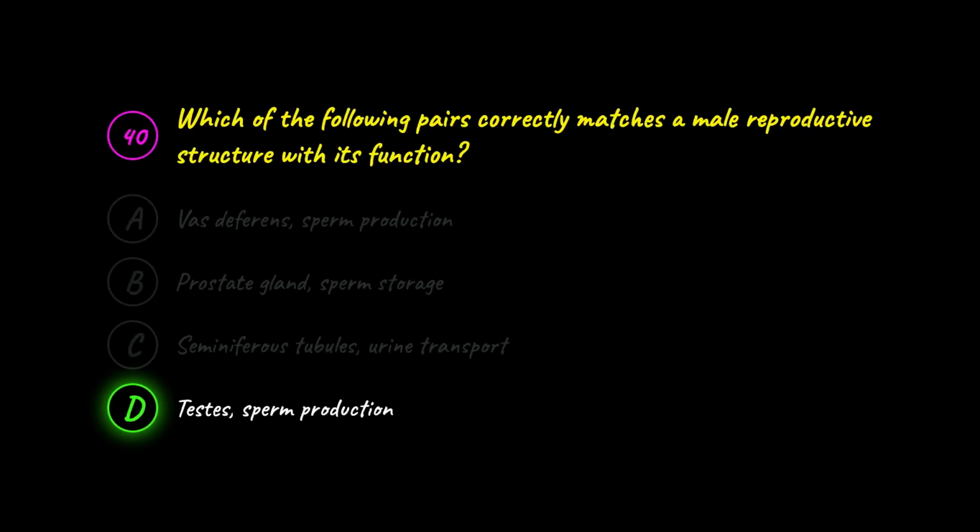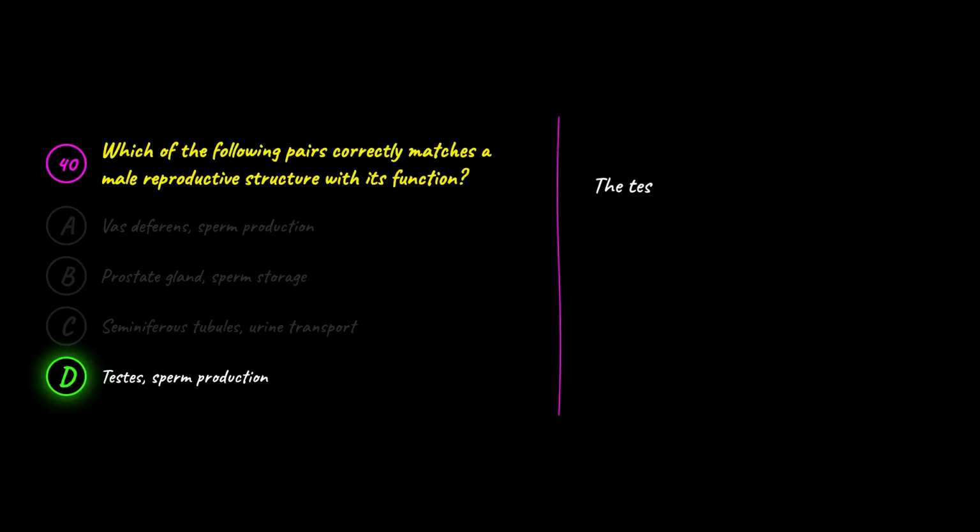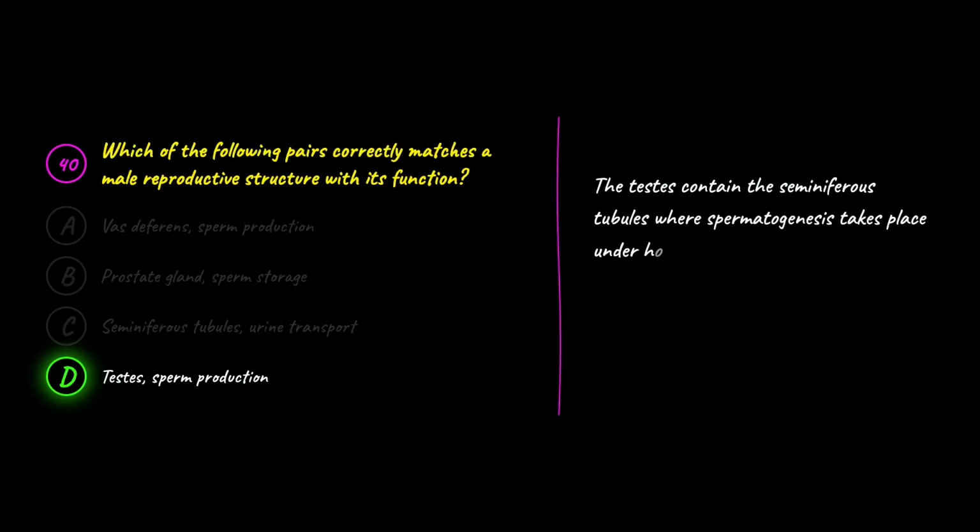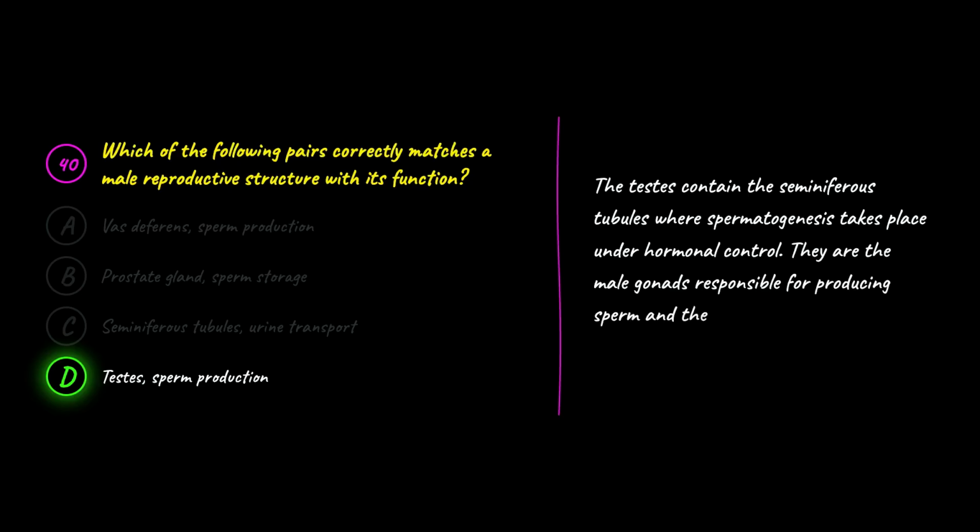The correct answer is D. Testes, sperm production. D is correct because the testes contain the seminiferous tubules where spermatogenesis takes place under hormonal control. They are the male gonads responsible for producing sperm and the steroid hormone testosterone in interstitial Leydig cells.